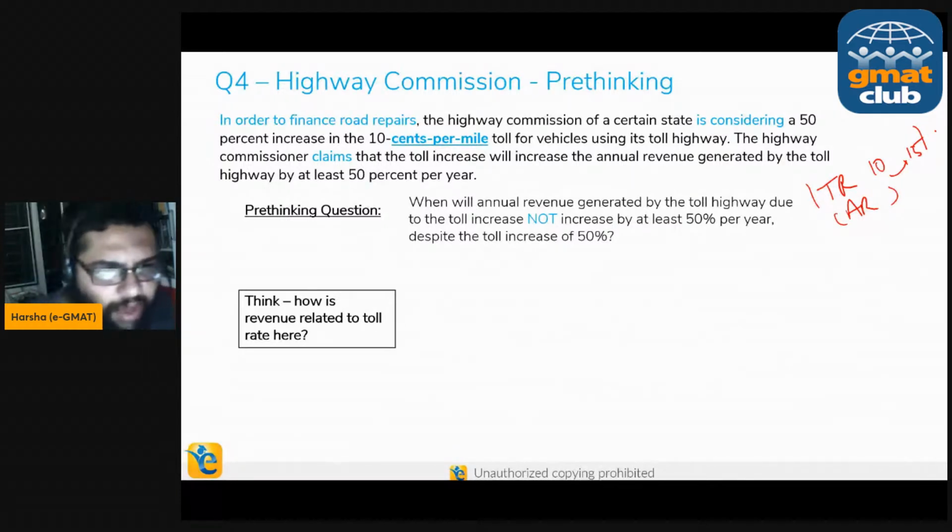Anyone? How is my revenue related to toll rate? It's a very, very easy question to answer. It should not take you any time. But again, only 50% of you got even this particular question right. So there is something there which you need to learn. How is my revenue related to toll rate?